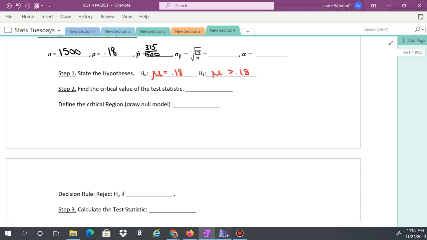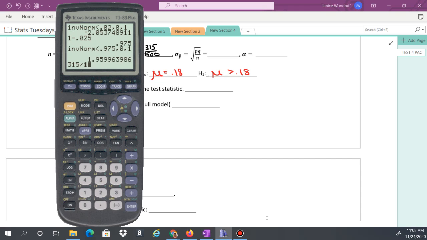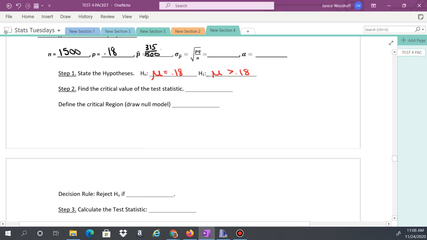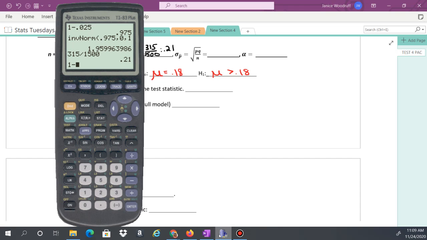So let's see, that is going to be a 0.21. So your p-hat is 0.21. Okay, if my p-hat is 0.21, then my q-hat is going to be 1 minus 0.21, 0.79.